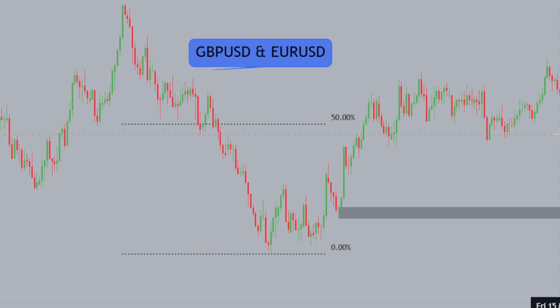Here we have our weekly forex outlooks for both GBPUSD and EURUSD.